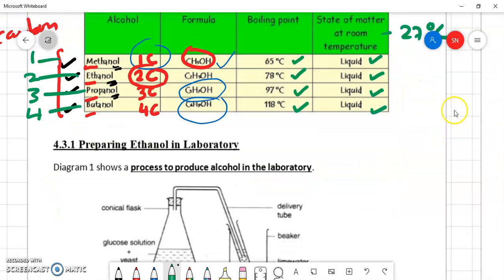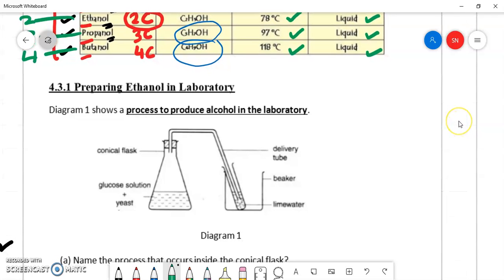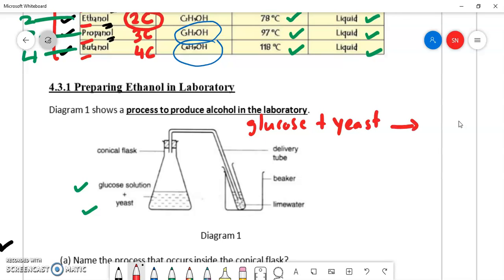Next part, preparing ethanol in the laboratory. How do we manufacture ethanol in the lab? It is a simple method. The process of preparing ethanol needs two things. One is glucose and the second thing is yeast. The combination of glucose plus yeast will give us ethanol, and we will get a byproduct, a waste product, which is carbon dioxide.